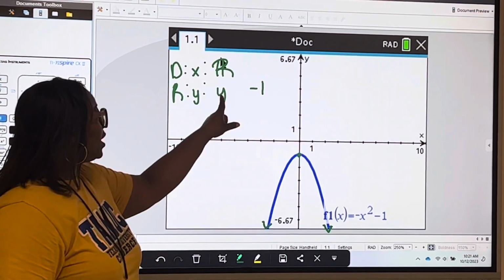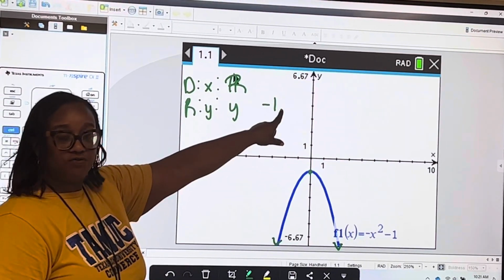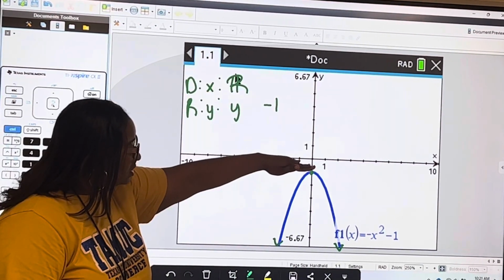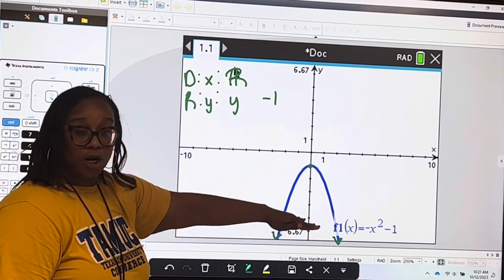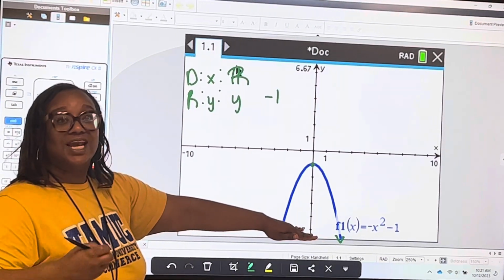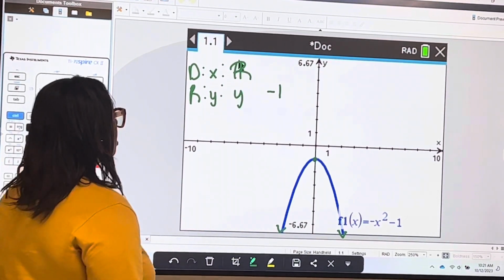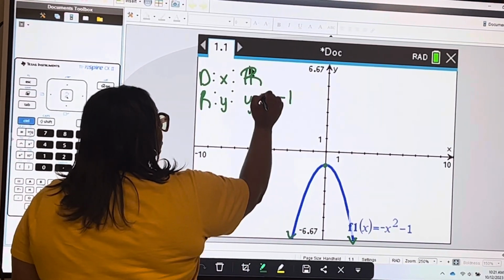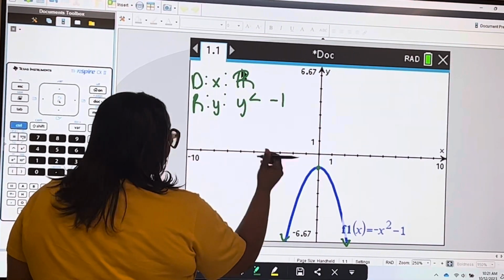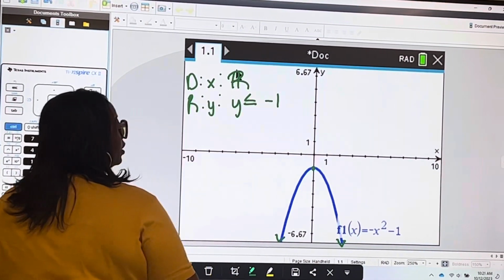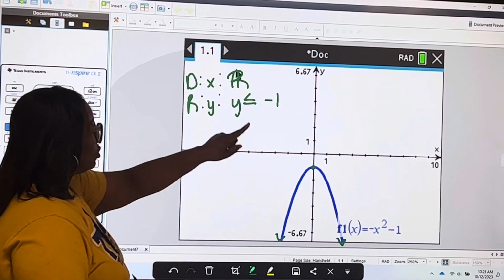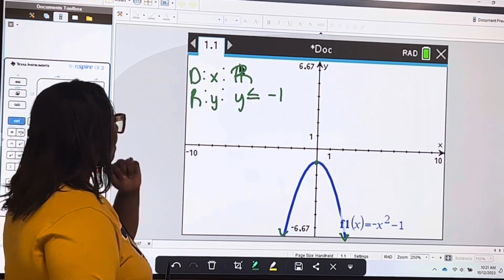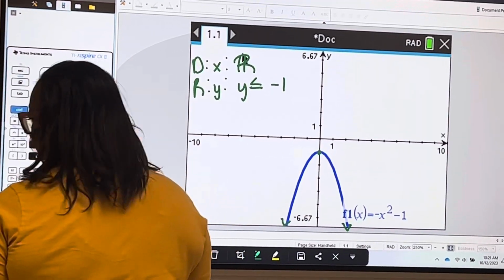Because I know I'm comparing all of my y values to -1. So in terms of -1, where are the rest of my y values? They're below -1, which means they're less than -1. So I'm going to put my y values for my range has to be less than, and it can equal -1. This is your domain and range for this graph. All right? I'm going to go back real quick and I'm going to review the domain and range.